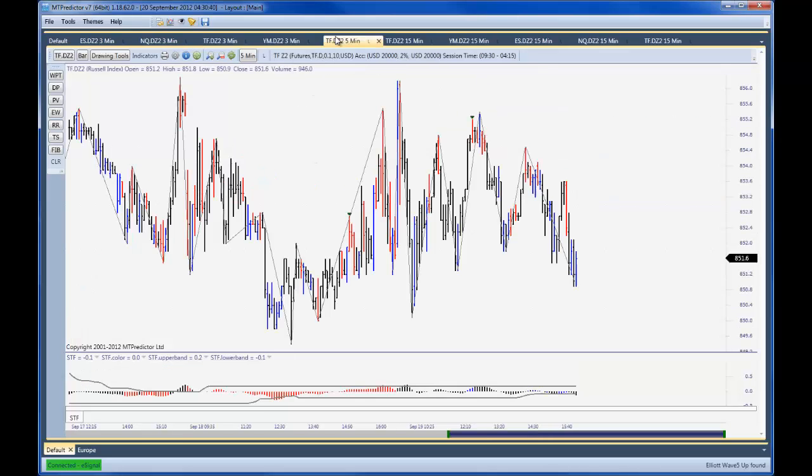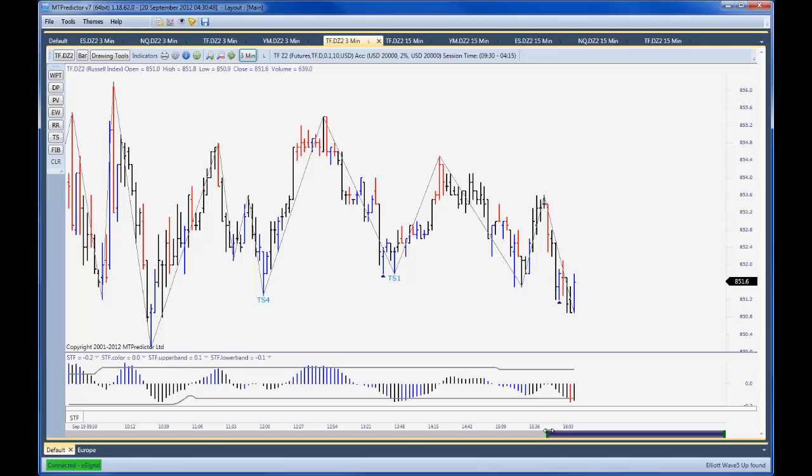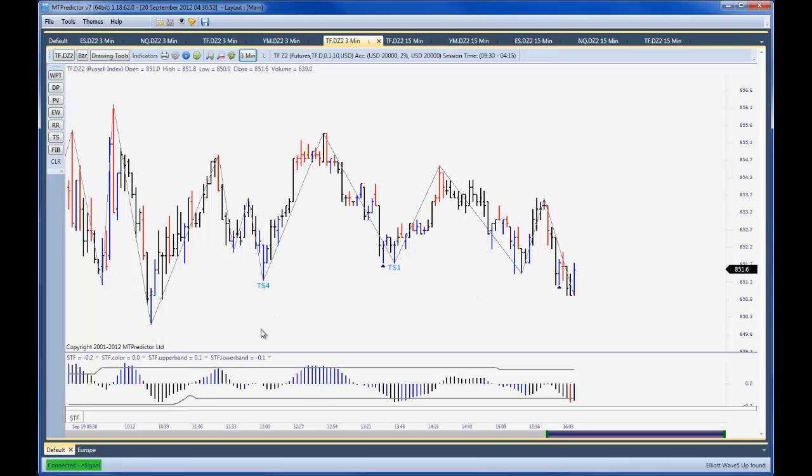If we look at the Russell Index, I just want to change that back to a 3-minute chart. And here we can see we had again some nice trade setups. First one was this TS4 buy setup here. STF was black stroke blue, therefore this was a good one for standard traders to take. So let's put the analysis on.